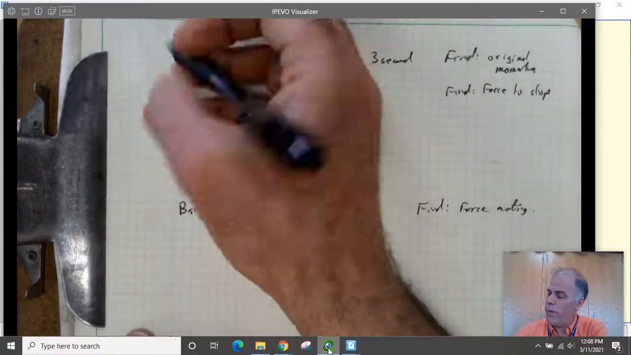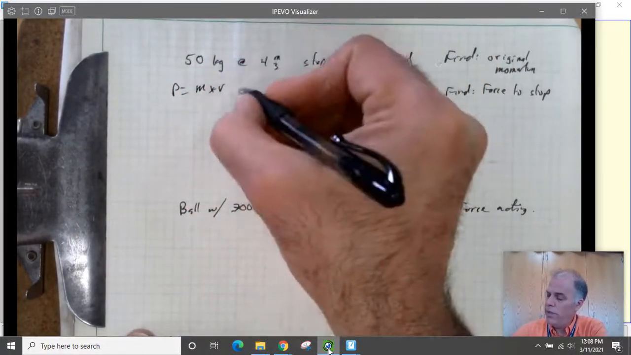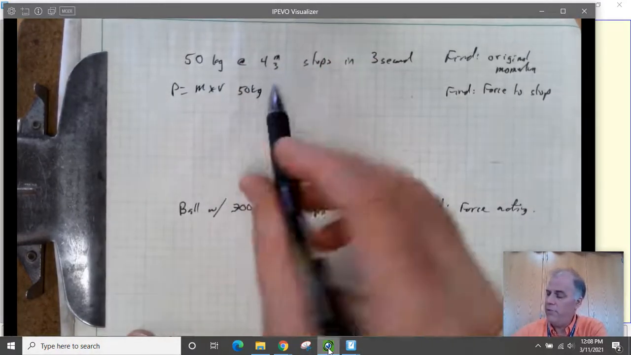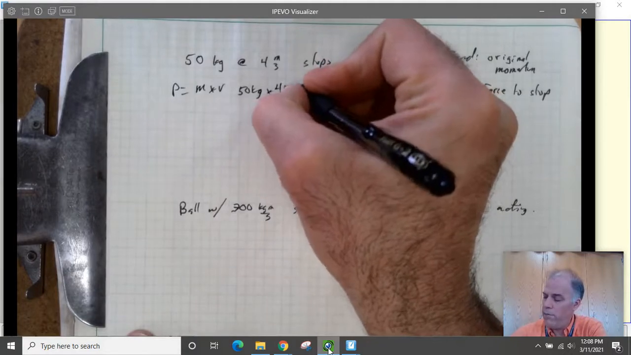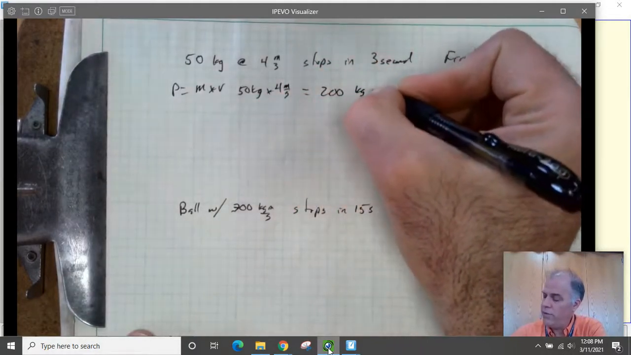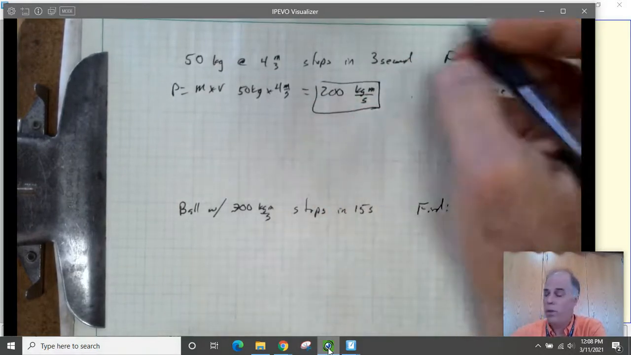So first, for the momentum, p equals m times v, which is 50 kilograms, that's the mass we were given, times the velocity, which is 4 meters per second. So that comes out to be 200 units of momentum, 200 kilogram meters per second. That is the original momentum.